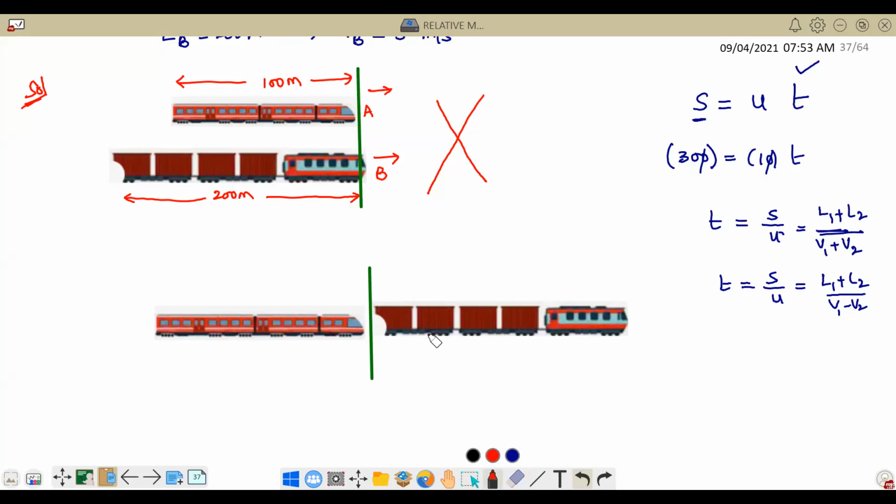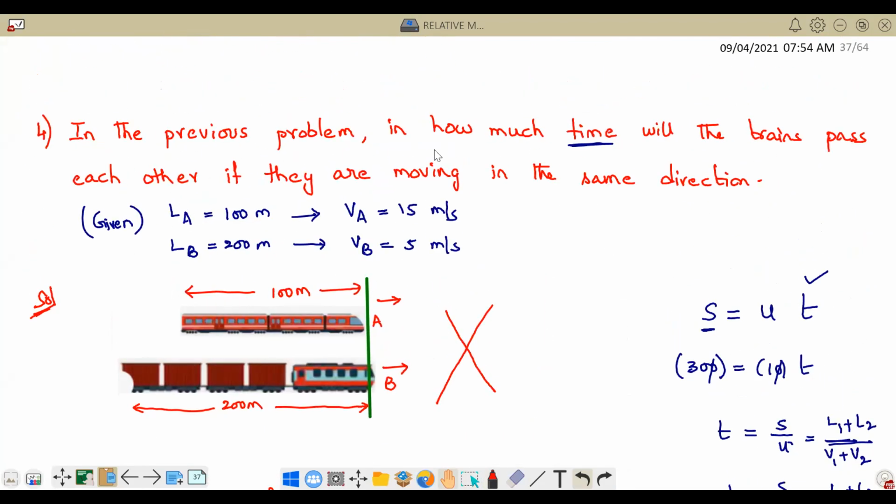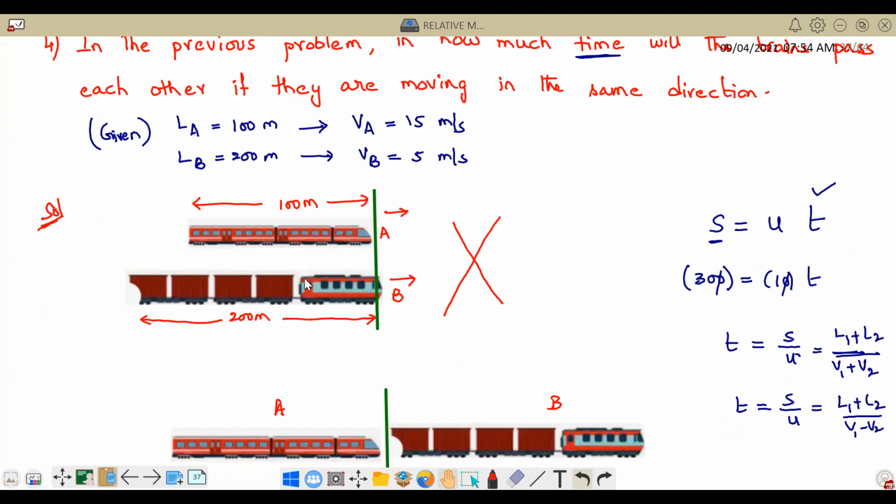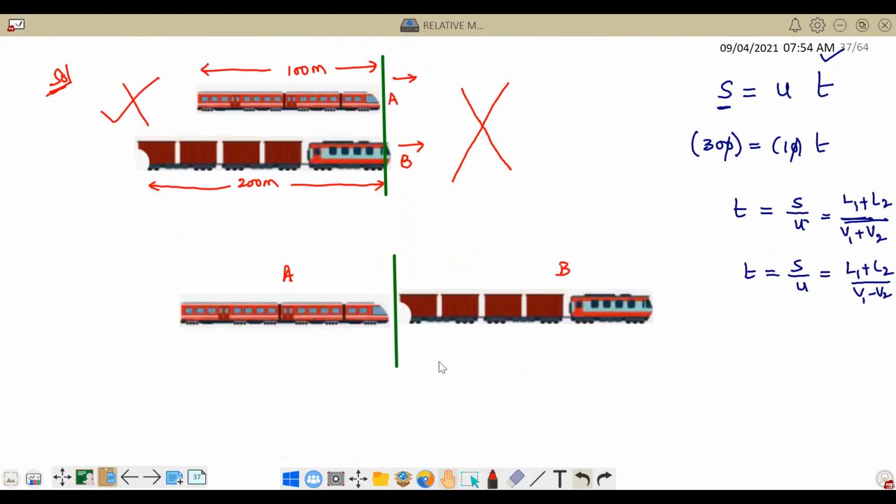They will not give you in the problem that the second train's tail is at the starting point of the first train or something like that. But you have to understand it like this. So this is called train A, and this is called train B. Now, whenever they are traveling in the same direction, see here in the previous problem, how much time will the trains take to pass each other if they are moving in the same direction? Generally, most of the students will draw the diagram like this, but this is not correct. The correct way of drawing the diagram is like this.